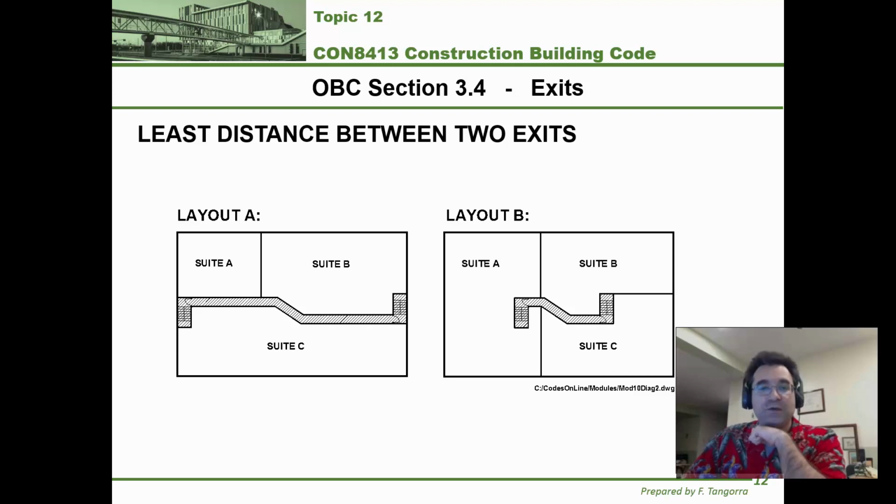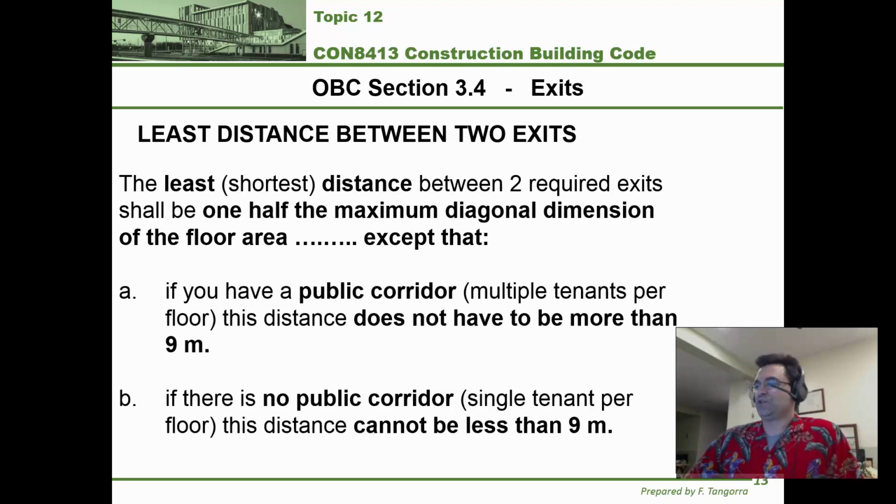Okay? And there needs to be a balance about how far or close the exits are to allow just about everybody in a floor space to access them safely, right? Everybody must have a fair method of getting to an exit. Okay, so you can't disadvantage one tenant more than another. And that's where the building code provides requirements for distances between exits. So let's look at this.